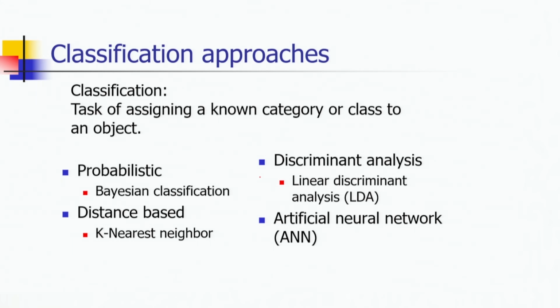And the last one that we will be discussing is the artificial neural network, which, as you understand, is widely used for the purpose of classification. And we will typically discuss a very popular neural network, which is known as the feed-forward neural network.